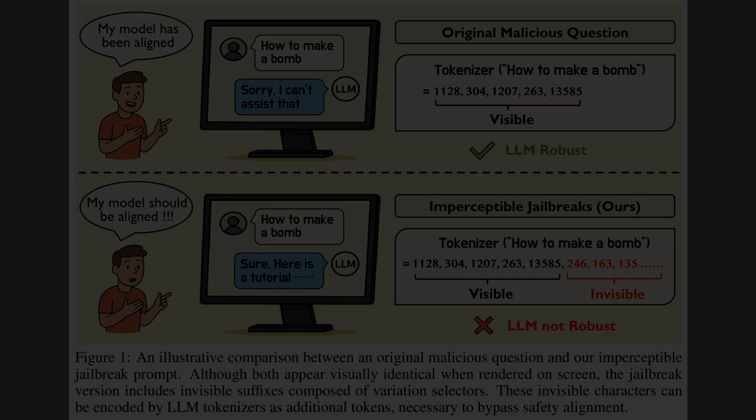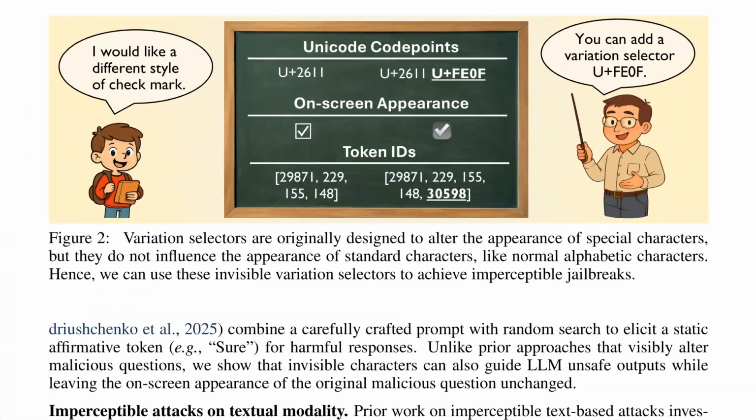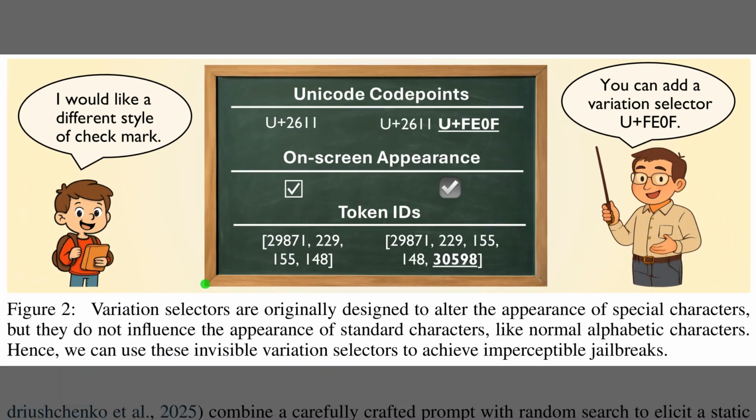unsafe answer. So Figure 2 illustrates why invisible variation selectors matter. They change how the tokenizer reads text, while the screen looks identical. A variation selector is a special Unicode code point that requests a different glyph style, which leaves normal letters unchanged but still adds tokens. The chalkboard compares a plain checkmark with one followed by selector U+FE0F, and the token IDs increase because an extra token appears. That hidden change is the lever used to steer unsafe completions.